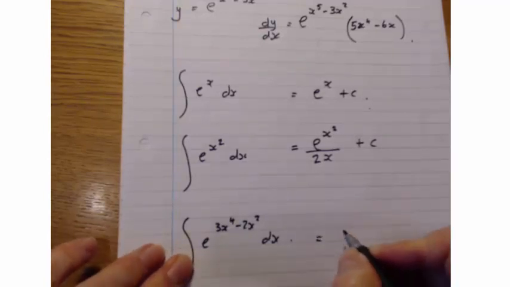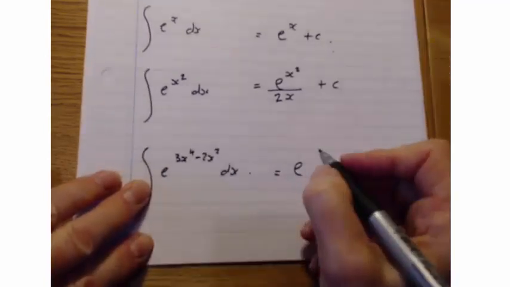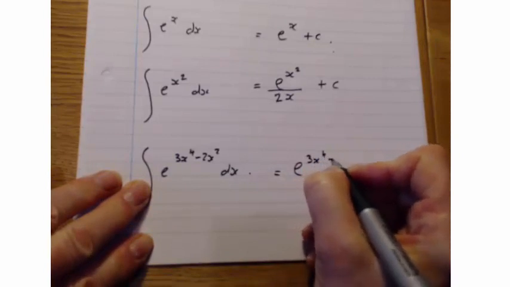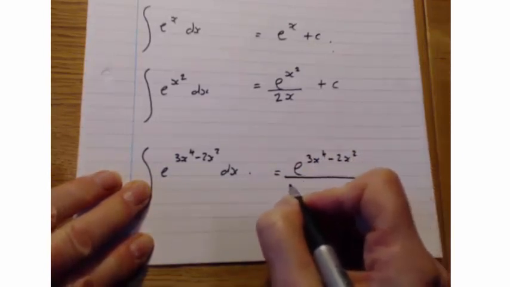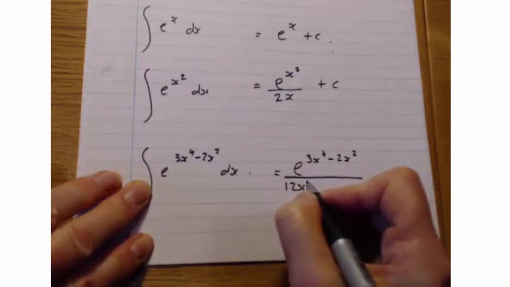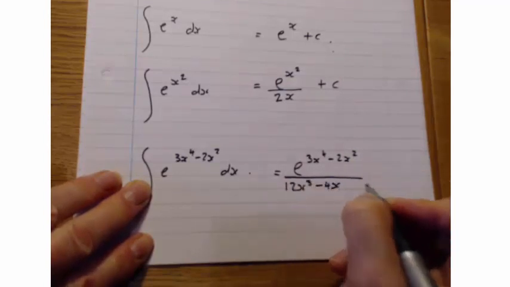And here it's going to be e to the 3x to the 4 minus 2x squared, and we're just going to divide by the derivative. So what's that? 12x to the 3 minus 4x.